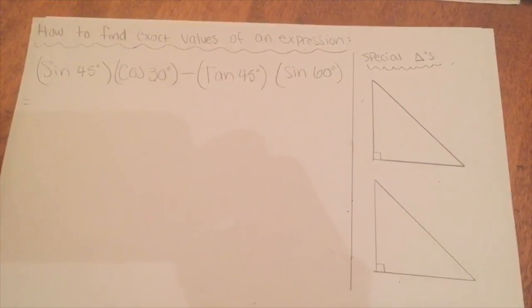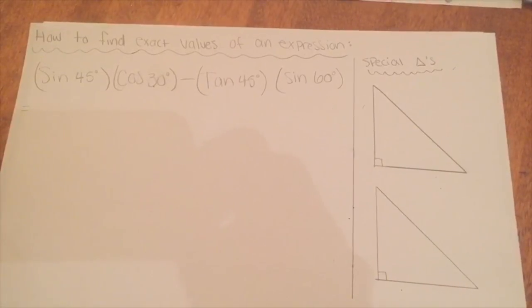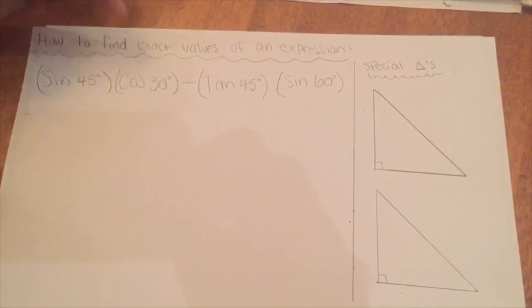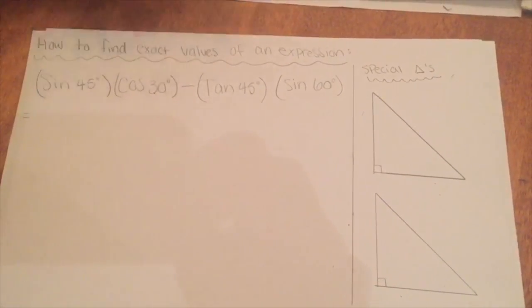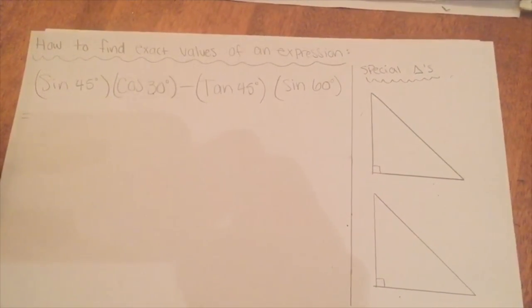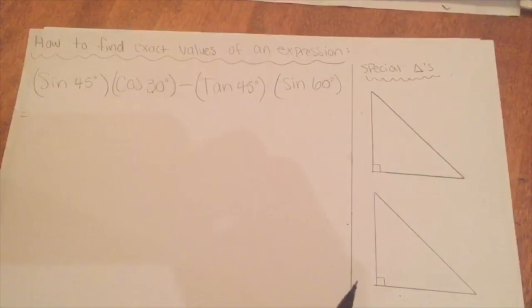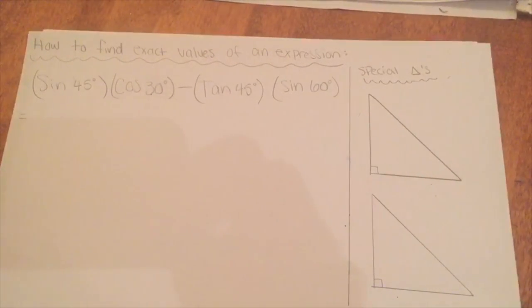Okay, this tutorial is on how to find exact values of an expression. So the question is sine 45 times cos 30 minus tan 45 times sine 60. In order to solve this, we have to use the special triangles, and those will help us determine which values to use to solve the question.